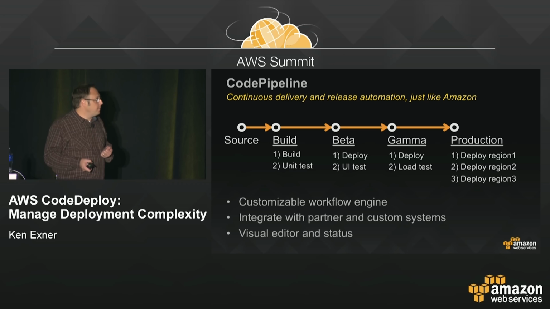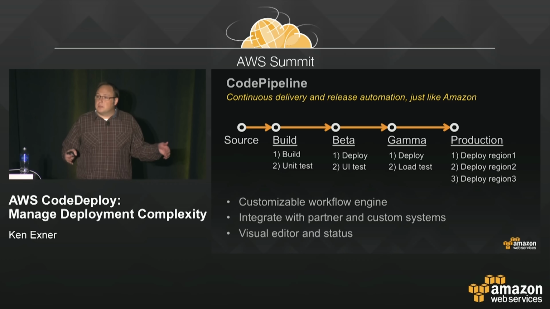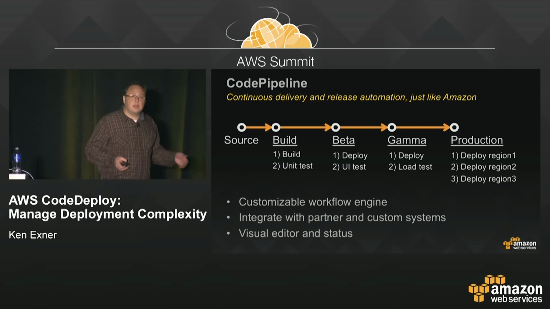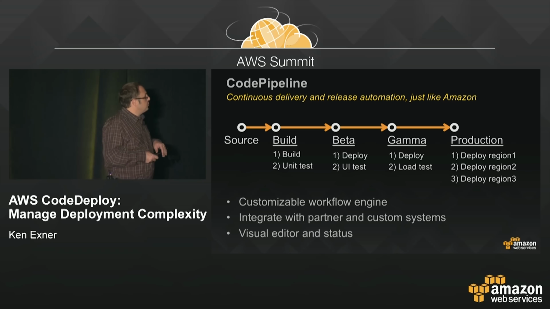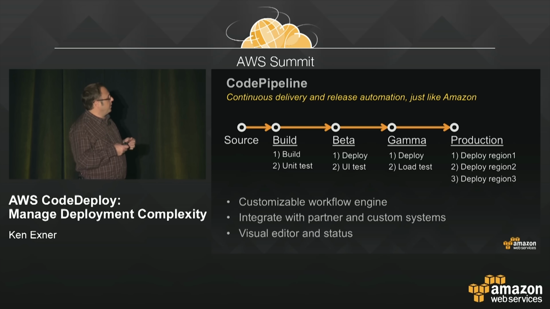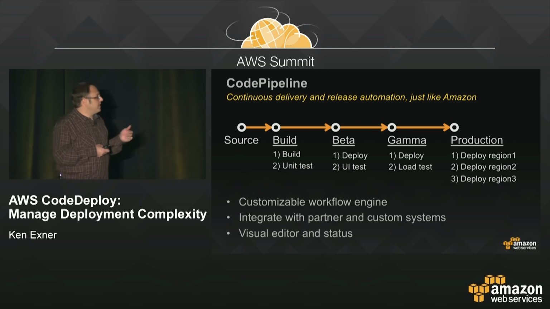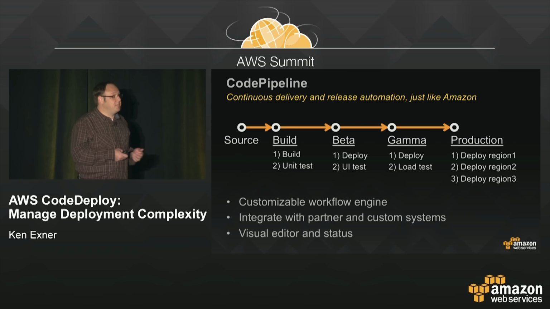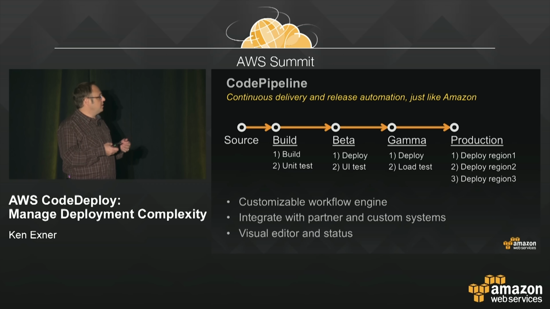In terms of flexibility, we wanted to be able to model anything. So inside of Amazon, we model the retail site this way. We model all our services this way. This example here on the screen shows you going from source to build, and doing some unit tests, then deploying to a beta stage, a pre-production stage called beta, then doing some UI tests, then deploying to another pre-production stage called Gamma, doing some load tests, and then deploying to 3 different regions of production. Anything like that, more complicated, less complicated, can be modeled in Code Pipeline. It's how we model everything inside of Amazon.